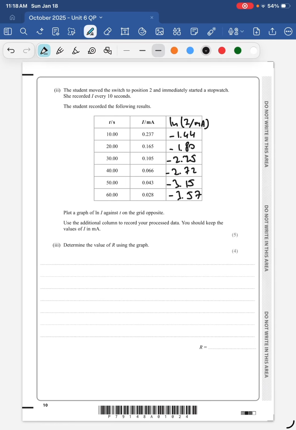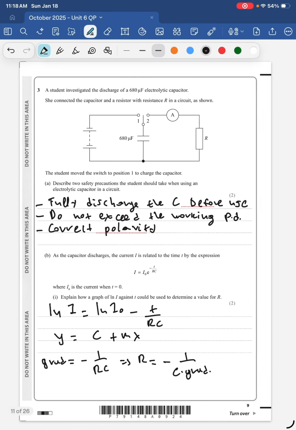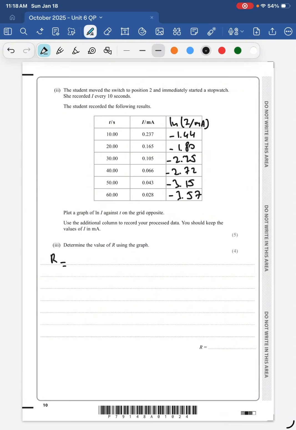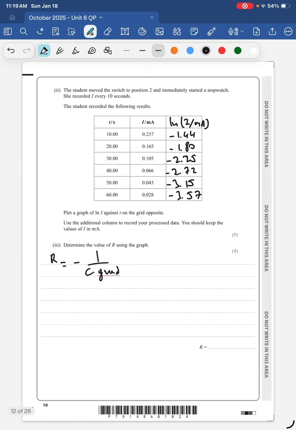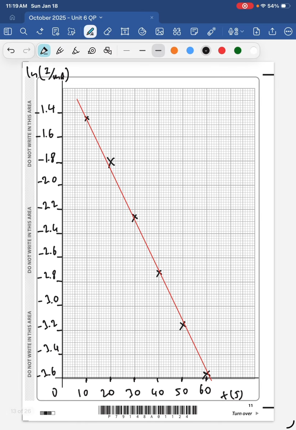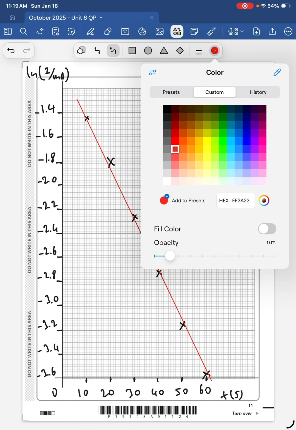Determine the value of R using the graph. First of all, R is minus 1 over C times the gradient, and C is given, so we'll use it later. But let's find the gradient first. Usually I take extreme points, it's easier that way. So let's again use this nice tool here. Let's use a different color, let's do green.